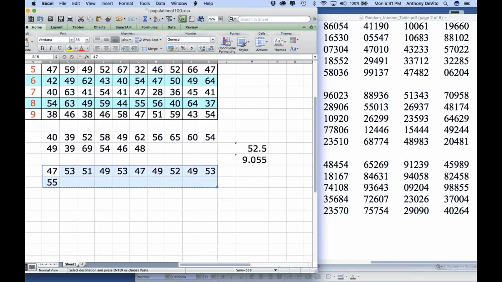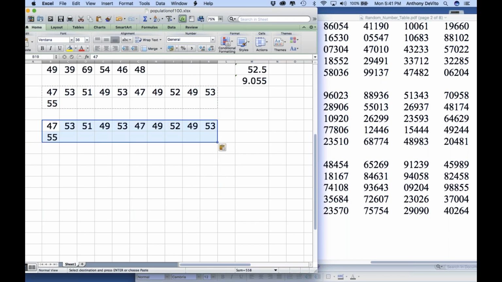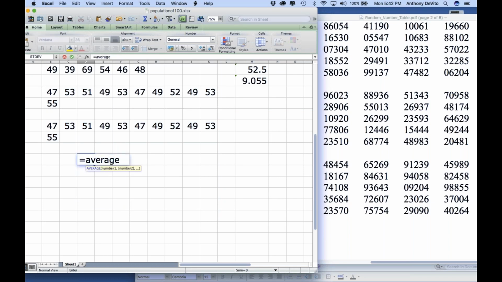Now these numbers are averages of these numbers, the results of taking an average of a sample of size 16 from this population. So the first thing I'm going to do is find the average of all the averages.